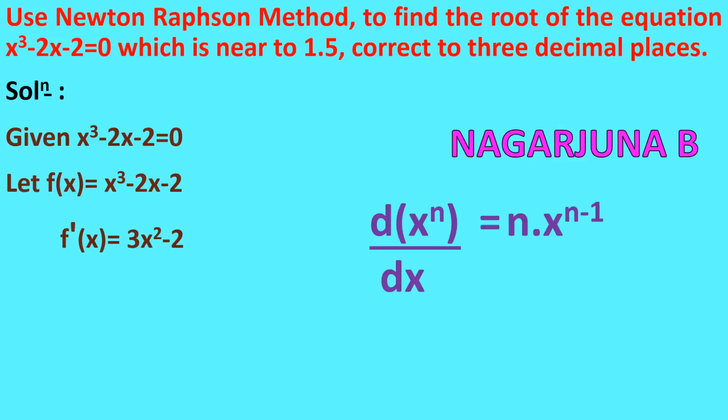Therefore we have written f dash of x is equal to 3x square minus 2, and they have also given the initial guess as 1.5. Therefore, we can write x naught is equal to 1.5. And we know the formula of the Newton-Raphson method, and it is xn plus 1 is equal to xn minus f of xn divided by f dash of xn, where n is equal to 0, 1, 2, 3, etc. Initially, we start with 0. Therefore, the given initial guess we have considered as x naught.